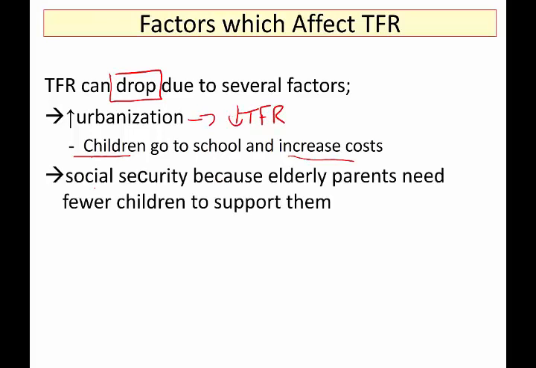Another factor would be Social Security. So if you have Social Security services, meaning there is financial support of older people, then elderly people don't have to have as many children to support them anymore. And so the total fertility rate goes down.